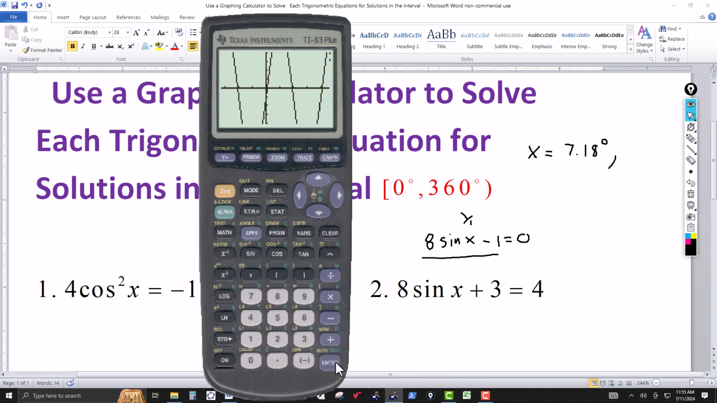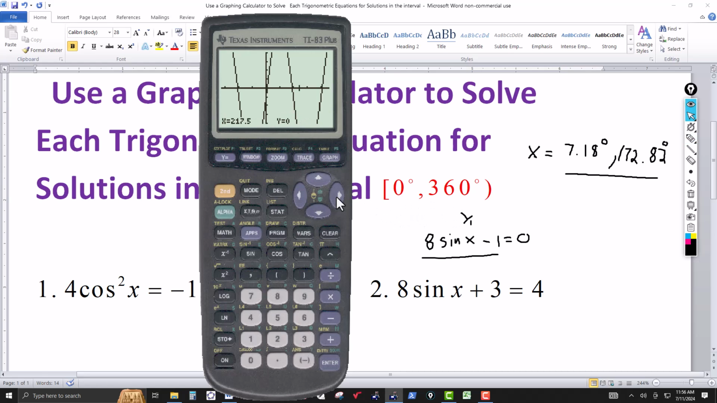And you can see it's 172 point. Round it out to 2 places, 172.82, and that's in degrees. So the second answer then, 172.82. And notice this is what you would expect. The 7.18 degrees and the 172.82 are supplementary. They add up to 180, which is what you would expect for the two solutions in the interval from 0 to 360. Now, do we have any others?